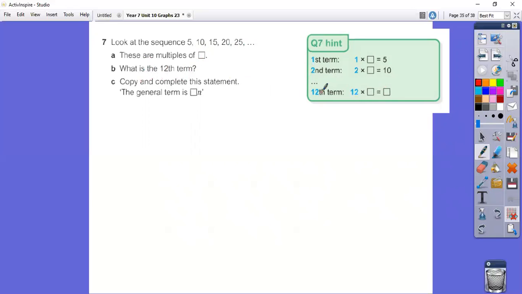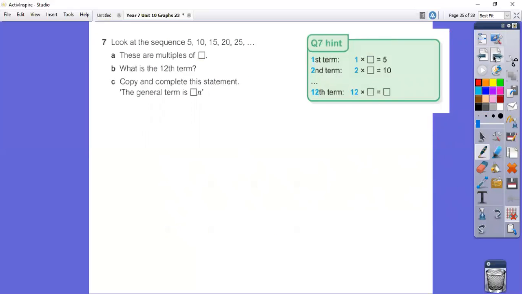And the 12th term, well, the 12th term is 12 times 5. It's going to give you 60. So all you've got to do now is copy and complete the statement. And the general term is what? What times table, what multiplication has been happening in this sequence.